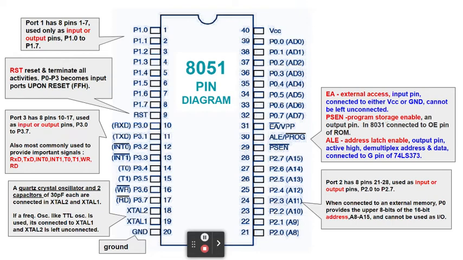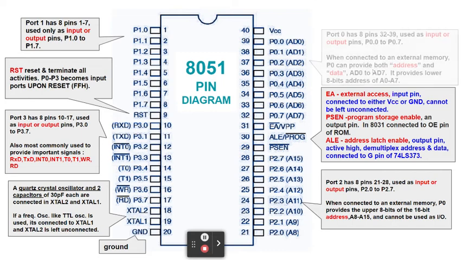PSEN stands for Program Storage Enable. This is an output pin, and in 8031, this is connected to the OE pin of the ROM. And ALE means Address Latch Enable. This is an output pin, and active high, and it demultiplexes address and data, connected to the G pin of 74LS373.